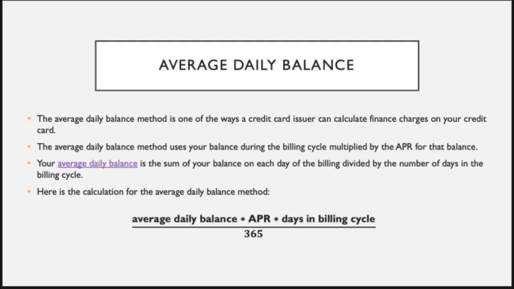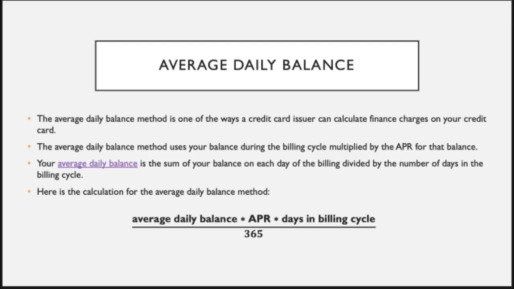Average daily balance. The average daily balance method is one of the ways a credit card user can calculate finance charges on your credit card. The average daily balance method uses your balance during the billing cycle multiplied by the APR for that balance. Your average daily balance is the sum of your balance on each day of the billing cycle divided by the number of days in the billing cycle.